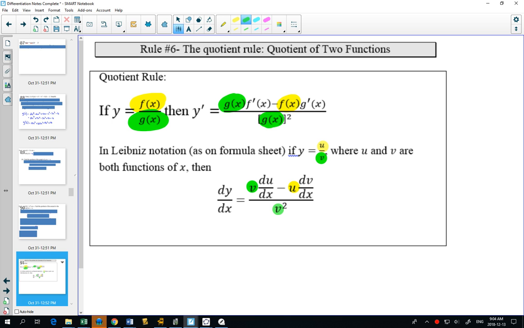With the product rule, it doesn't matter the order. You could keep one the same, derivative of the second. It doesn't matter the order. With the quotient rule, you have to remember that it's the second one or the bottom one that stays the same first.